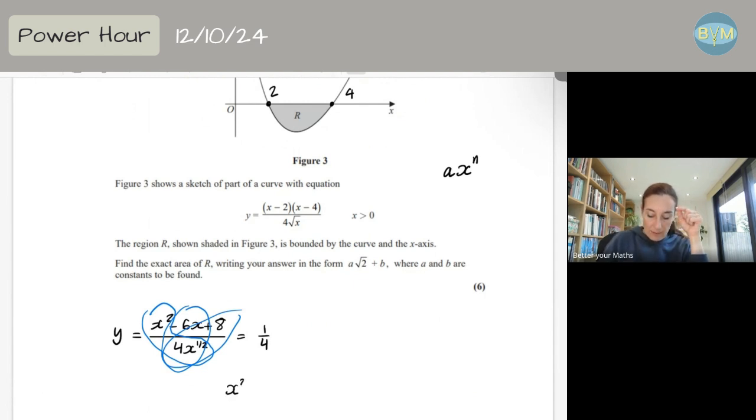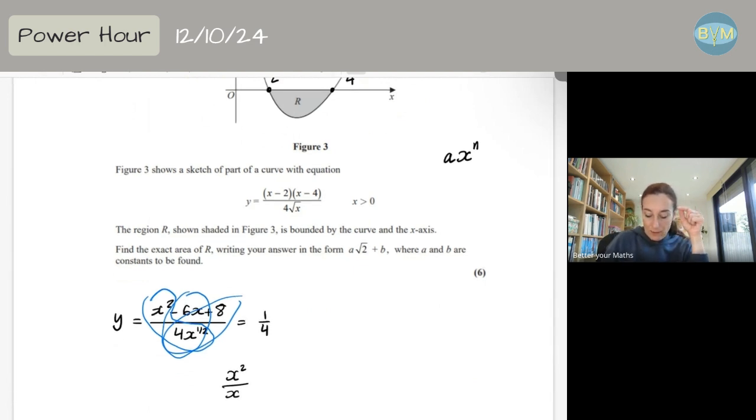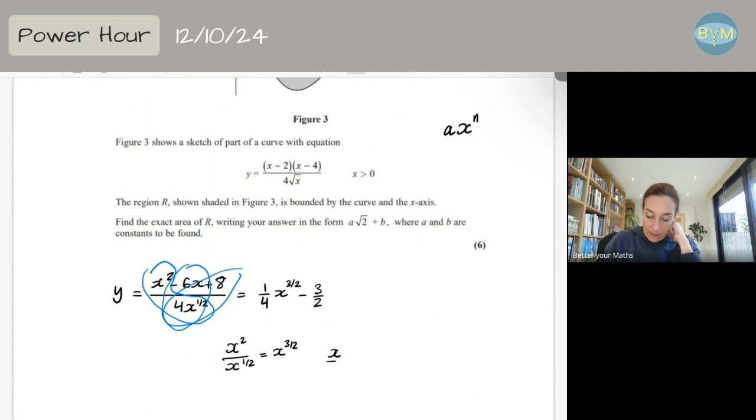I have x to the power of 2 divided by x to the power of a half. And just remember how we divide powers. So we subtract exponents. So we have x to the power of 2 minus a half, which is 3/2, no? 3/2. Then the next one, I divide -6 by 4. So I have -3/2. And x divided by x to the power of a half, which is x to the power of -1/2.